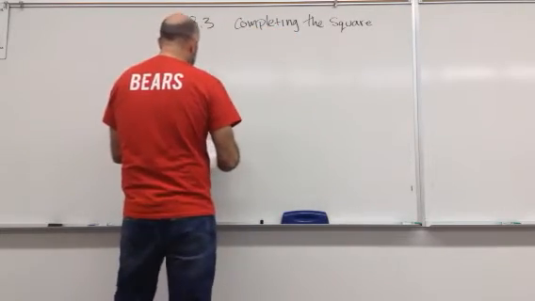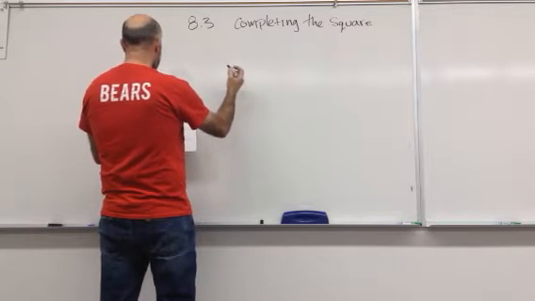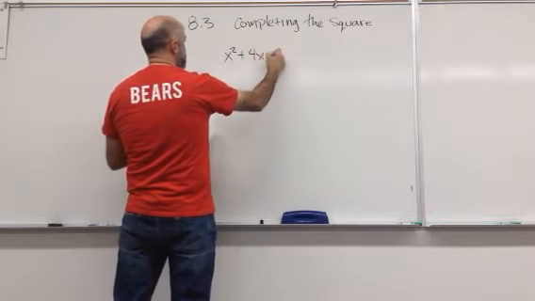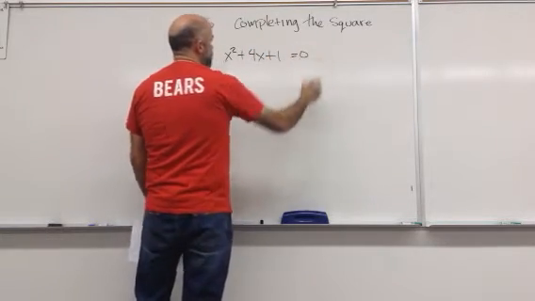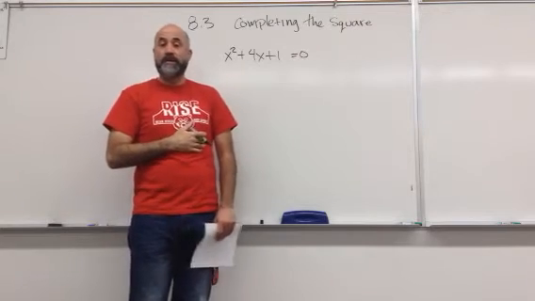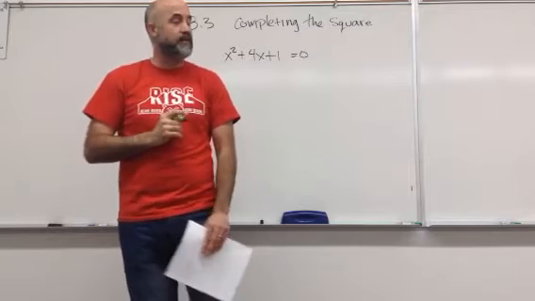So if you have something like what's in your notes, x squared plus 4x plus 1 equals 0, and we're going to try and complete the square with that. Again, you guys, this is really not easy. Hopefully we can work slowly and get through this, but it's not an easy concept.